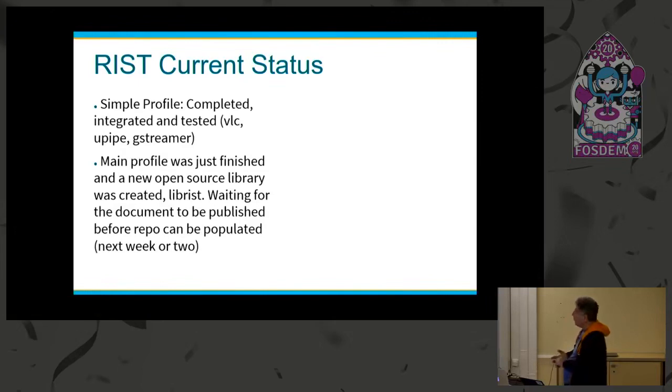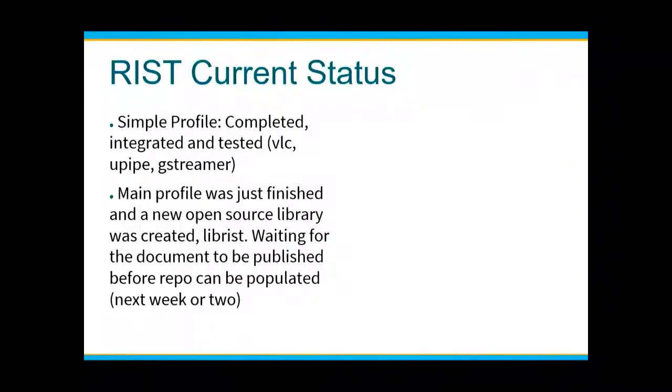There's a new open source library that was created with the main profile called librist. The main library is going to live under the umbrella of the VLC GitLab code base with a public group. It was coded following the standards of the dav1d decoder. Same rule sets apply for both. And we're waiting for the document to be officially published so that we can push the library to the repo. Right now, the repo is empty, waiting for that document to be published.